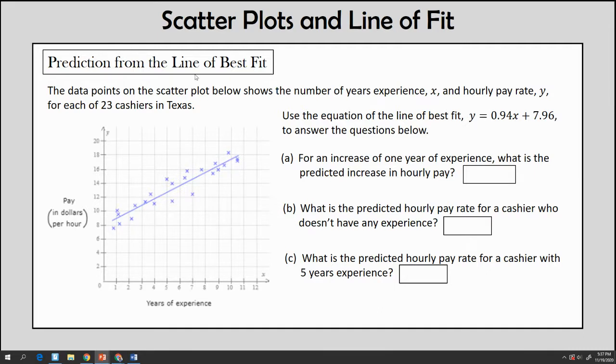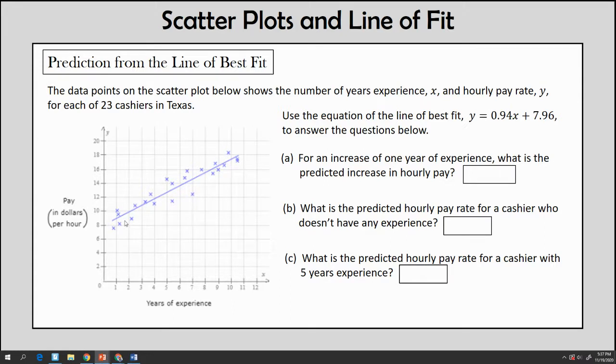Okay. Now let's make some predictions from the line of fit. This is a little bit advanced, so let's first look at the scatter plot. It says the scatter plot below shows the number of years of experience, X. So X is our years of experience. Y is the hourly rate of pay for cashiers in Texas.